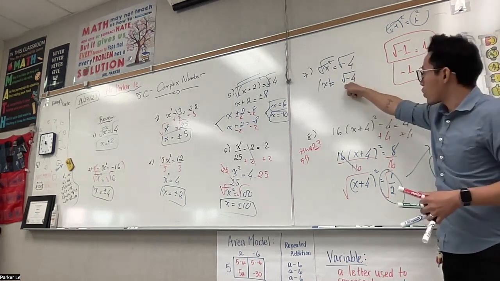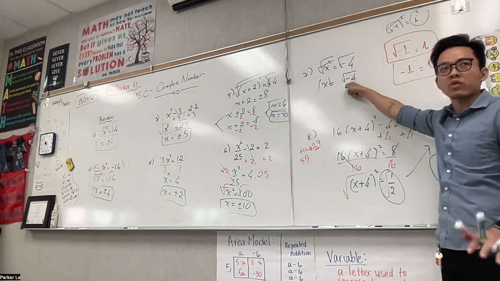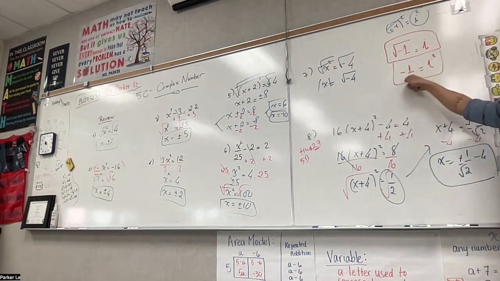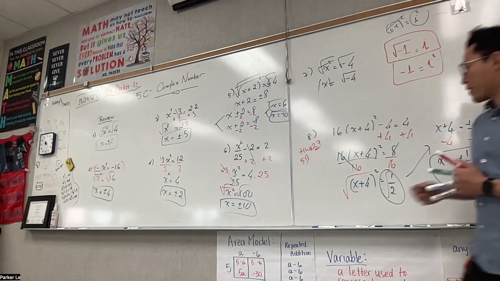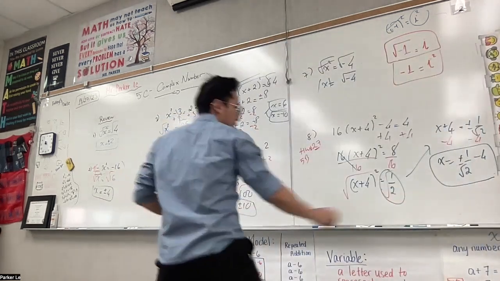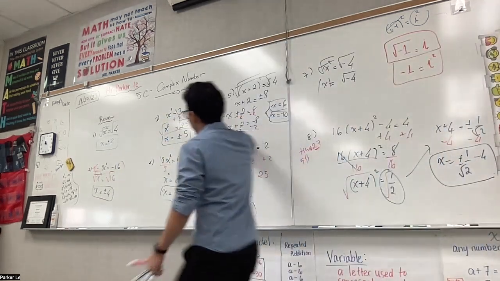Now the negative inside a square root, you can do this. It's not "no solution" anymore. It's going to be negative, and this is going to be i. Let's talk about this. You write this.